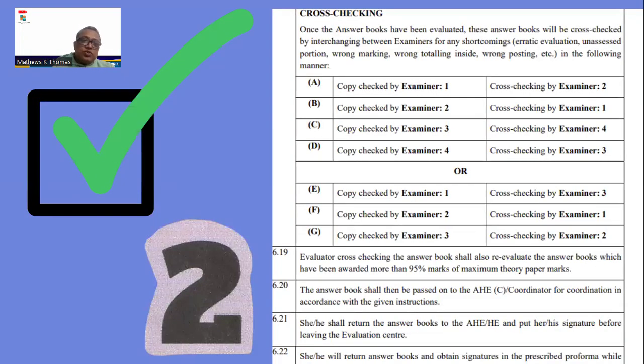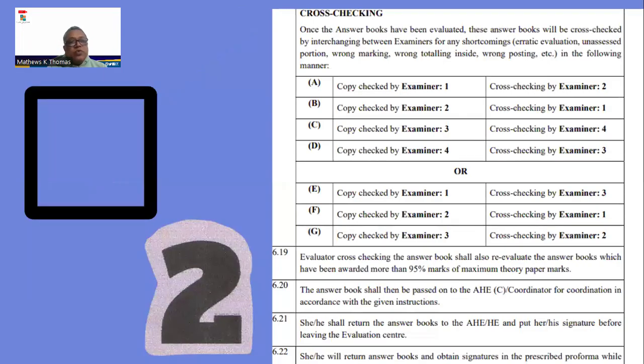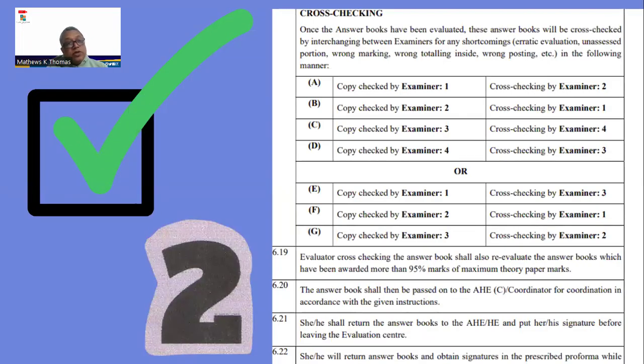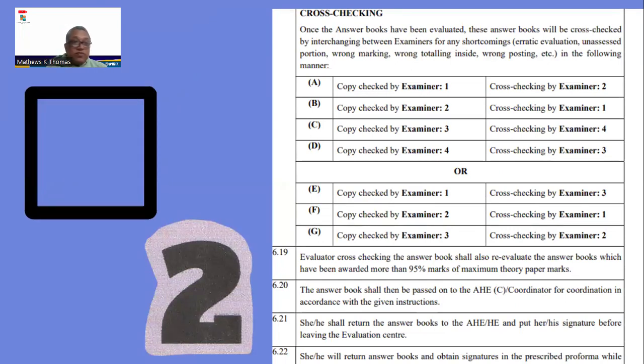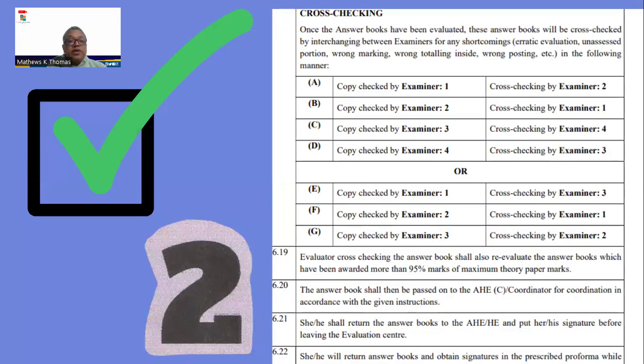And once you finish the whole exercise, you have to get it cross-checked. Now this is something which the CBSE introduced a few years back. Earlier, we used to check only once and that's it. But then there were a lot of discrepancies. People said, I was expecting this much, some question must have been evaluated wrongly, or some questions were left out probably and they didn't check properly. So many complaints came. So CBSE said there will be cross-checking.